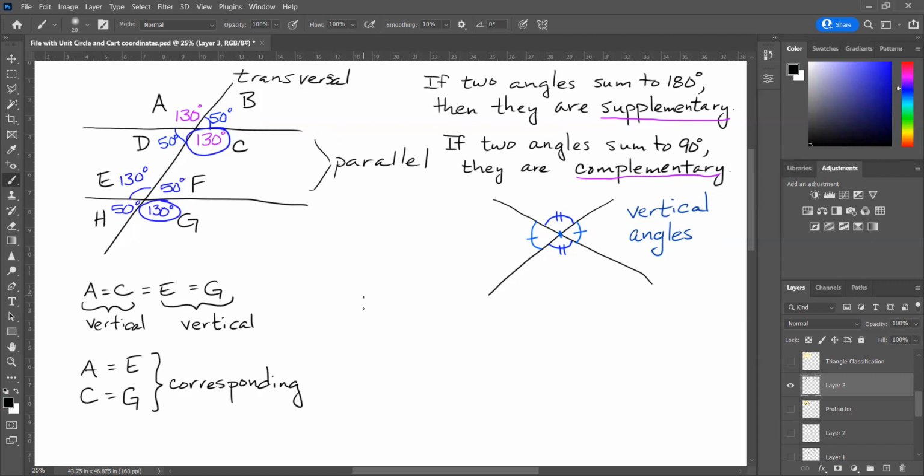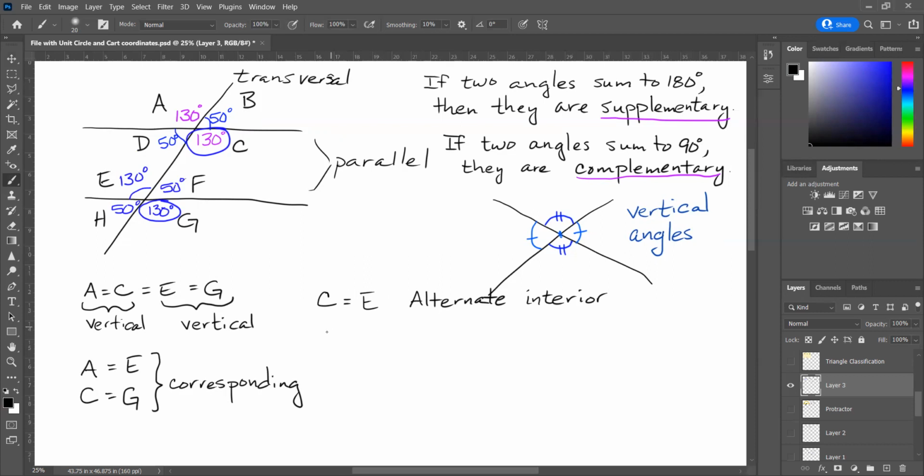Now, E equals G, C equals E. We know that, we saw it up above, but also because those are what are called alternate interior angles. Alternate because they're on opposite sides of the transversal. Interior because they are between the two parallel lines.